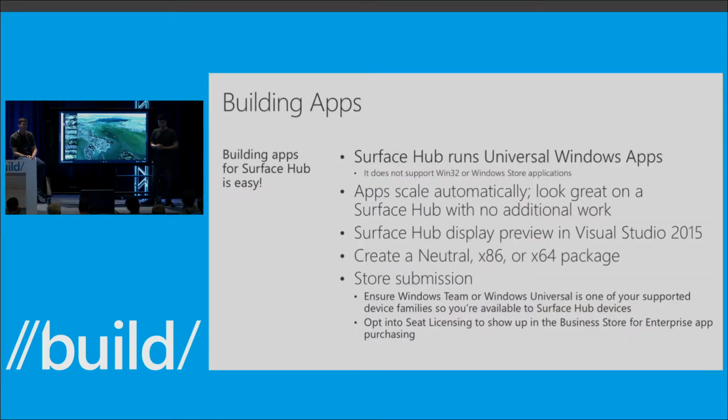So let's talk about building apps. It's easy. It will take all your skills from universal app development because Surface Hub runs universal apps. They scale automatically. If you think about large screens, this is a large screen, it will work. If you think about 4K or 1080p, if you think about how your controls should be placed, it will work very well. Also, if you don't have a Surface Hub and you want to see what it would look like to design an app, especially in XAML, Visual Studio 2015 has a preview on the XAML Designer that is the Surface Hub 84-inch.